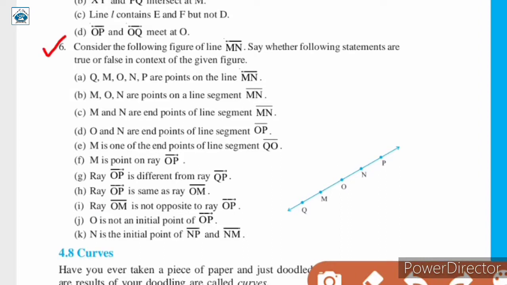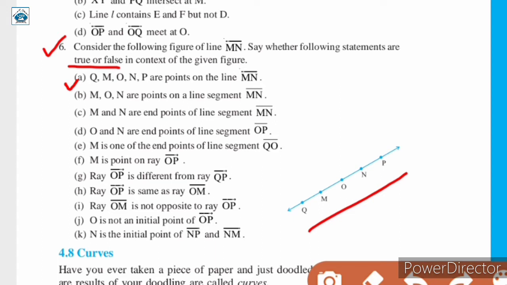Question number 6. Consider the following figure of line MN. Say whether the following statements are true or false in context with the given figure. So in this question we have to say whether the following statements are true or false by looking at this figure. First of all we have Q, M, O, N, P are points on the line MN.